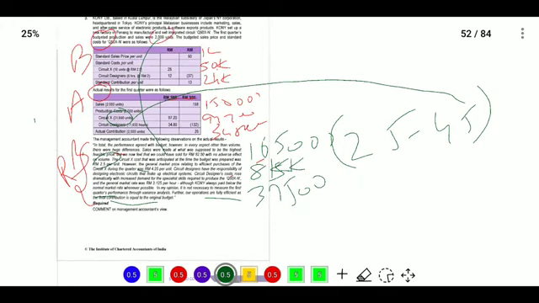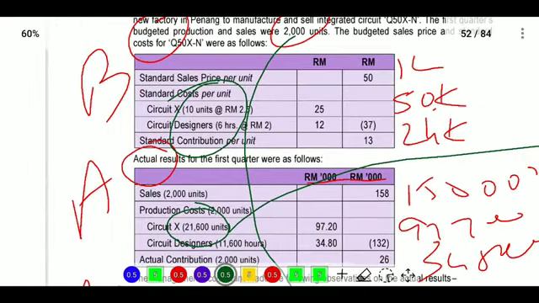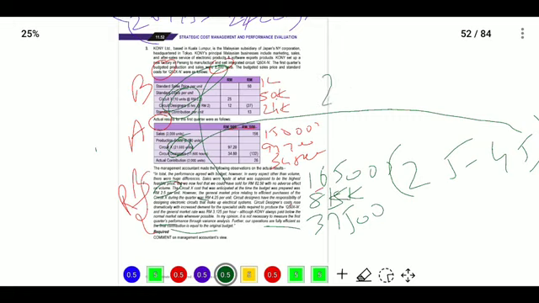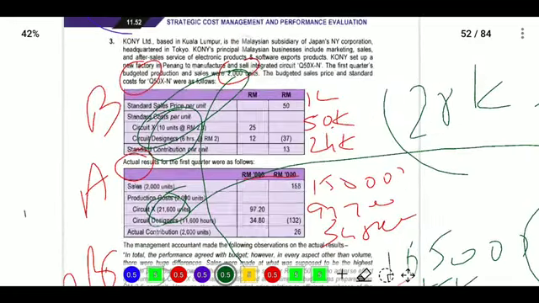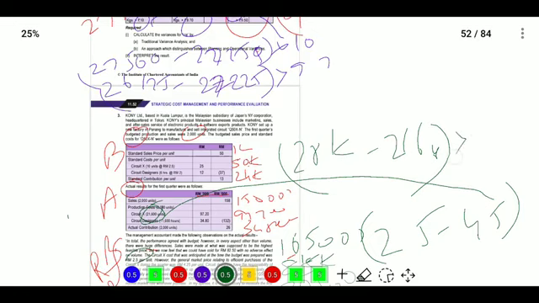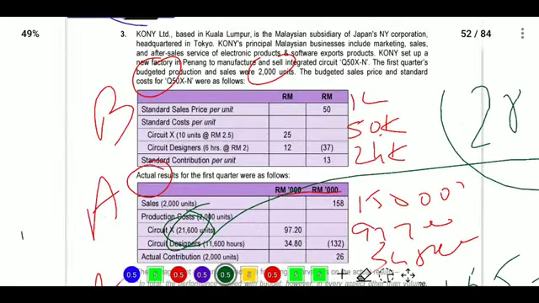How is the usage variance? We are using for 20,000 units. How? 10 units into 2000 is 20,000, but we are using 21,600. So there is usage variance: 20,000 minus 21,600 into which rate will we take? We take the standard rate. What is the standard rate provided here? The standard rate provided was 2.5, so here we will take 2.5.